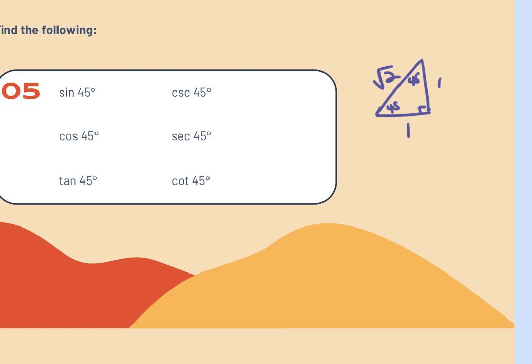So when I ask for the sine of 45, it doesn't matter which one you pick. If you want to pick the bottom one, pick the bottom one. If you want to pick the top one, pick the top one. They'll always give the same answer. Opposite would be 1 over hypotenuse root 2, and that gets rationalized to root 2 over 2. Cosine is also 1 over root 2, or root 2 over 2. Tangent is 1 over 1, which is 1. And then we flip them, but we go back to before we rationalized. So the cosecant is root 2, the secant is root 2, and the cotangent is 1.